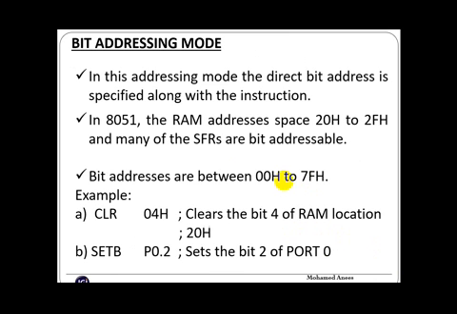Then the next addressing mode is the bit addressing. Now as the name specifies, in this case a bit of a register or a bit address of a RAM location is being accessed. So the data is a bit. Okay, what is the location of RAM which is bit addressable?